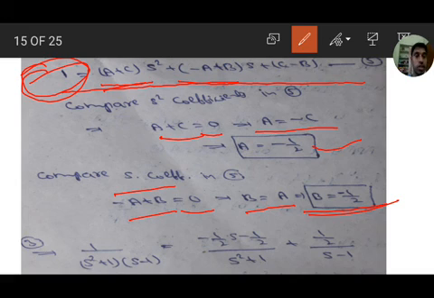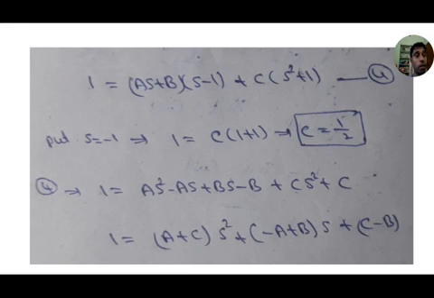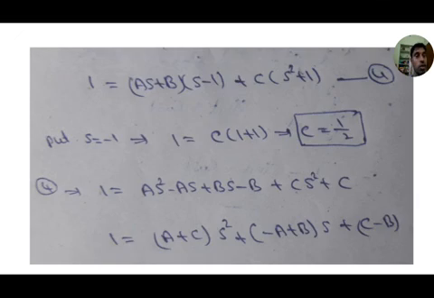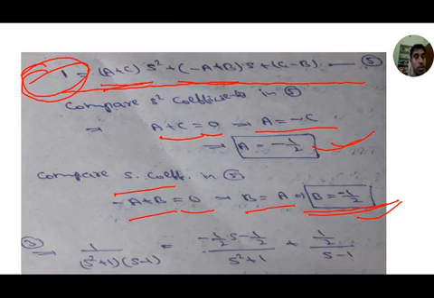Answer. Next, substitute these values, A value, B value, C value. A equal to minus 1 by 2, B equal to minus 1 by 2, and C equal to 1 by 2. In the equation 3, this one, 1 by (s square plus 1) into (s minus 1) equal to (as plus b) by (s square plus 1) plus c by (s minus 1), we substitute the a value, b value, c value.